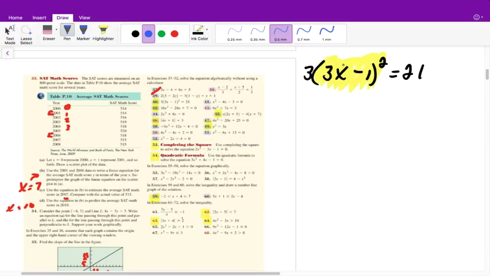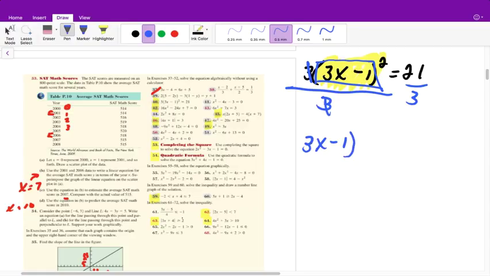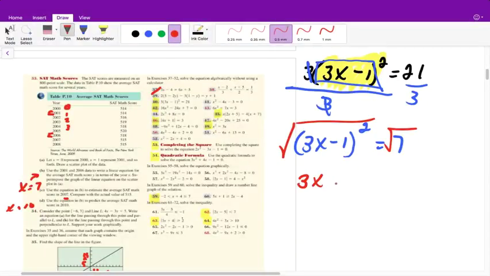Since it's already set up for us that x is being squared, and there's no other x part of our problem, we can go ahead and divide by this 3, and then isolate our square. So 3x minus 1 squared is equal to 7. Then we can take the square root because there's no other x. Like for this one, we have 2x squared plus 8x. We can't just isolate the x and take the square root because there's another x. But for this one, the only x that we have is part of the square, so we can quickly and easily solve for this.